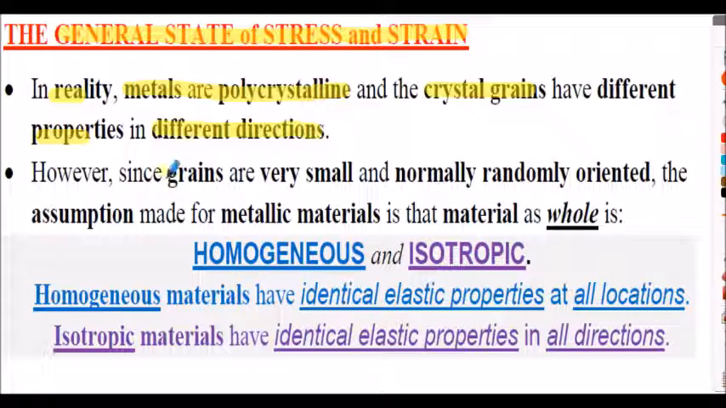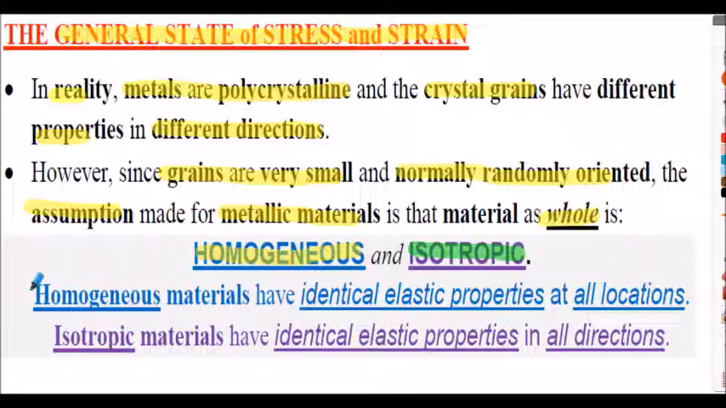Since the grains are very small and normally randomly orientated, we make an assumption about our metallic materials: that as a whole, they're classified as homogeneous and isotropic. You may not have heard those terms before, but implicitly, in all calculations that we undertake with metallic materials, steels, aluminium alloys, coppers, whatever, we use them. So we're going to define those terms here.